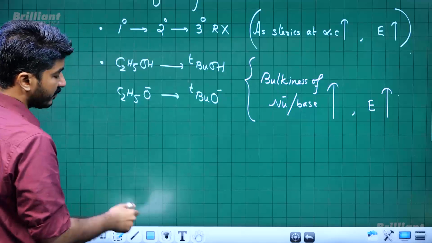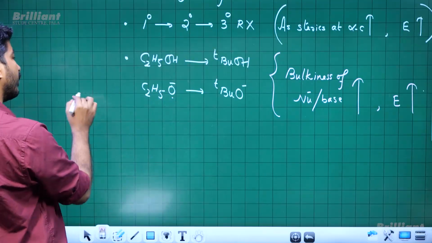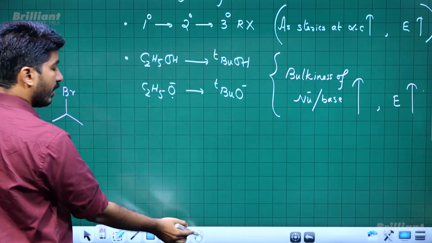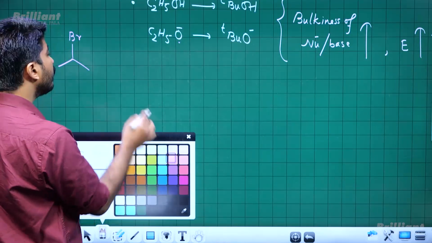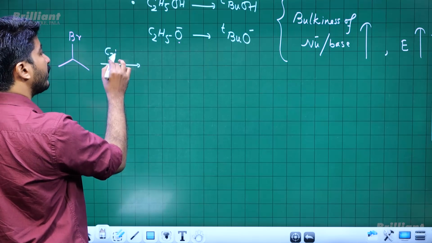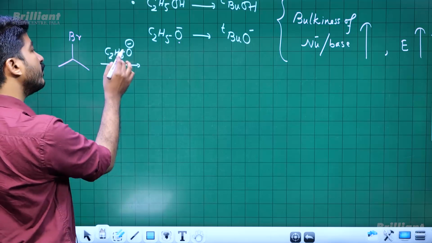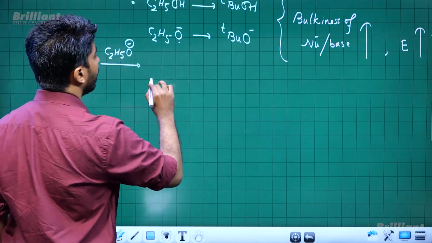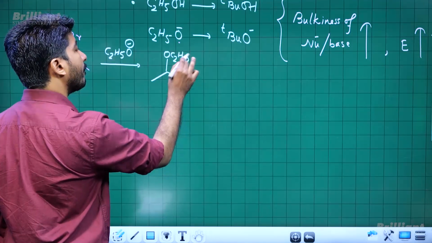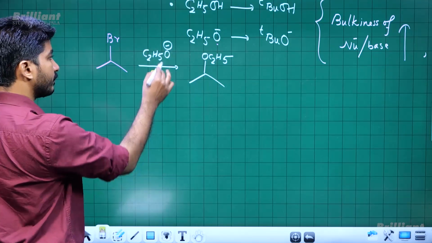As an illustration for this criterion, let's take an example quickly. Let's take isopropyl bromide. If we treat isopropyl bromide with ethoxide, C2H5O-, we get nucleophilic substitution product.